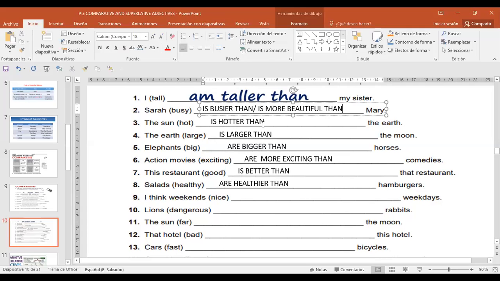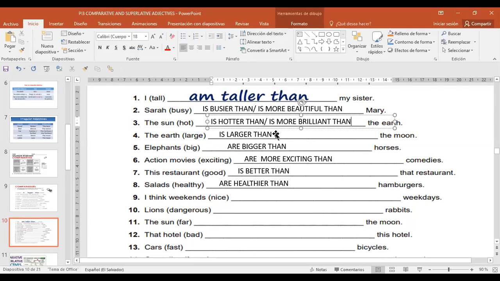Okay, the sun, hot. In this case, I'm using the adjective hot. The sun is... ¿cómo se dice? Disculpe, teacher. ¿Cómo se dice brillante para decir el comparativo? Brilliant. Entonces sería, is more brilliant than the earth. Excellent. The sun is more brilliant than the earth. Very good.